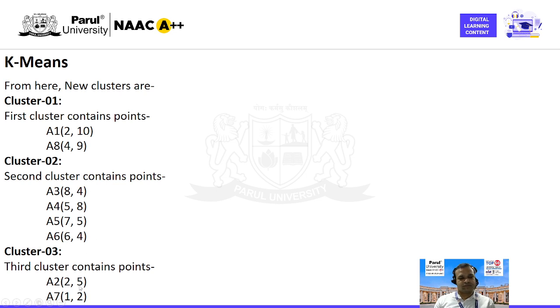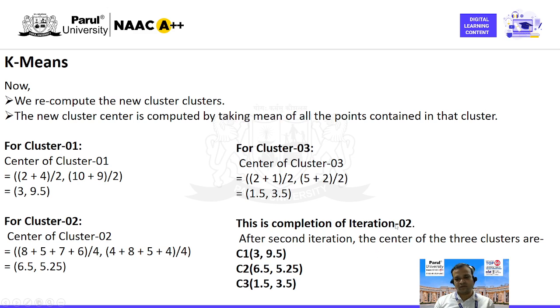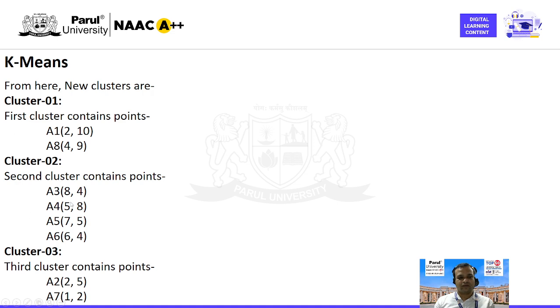Cluster 1 will have A1 and A8, cluster number 2 will have A3, A4, A5, A6, and cluster 3 will have A2 and A7 after the new calculation. So this process will stop here. Generally, it will be the same after completion of the second iteration. So this is your final cluster. Three clusters are there: C1, C2, C3.